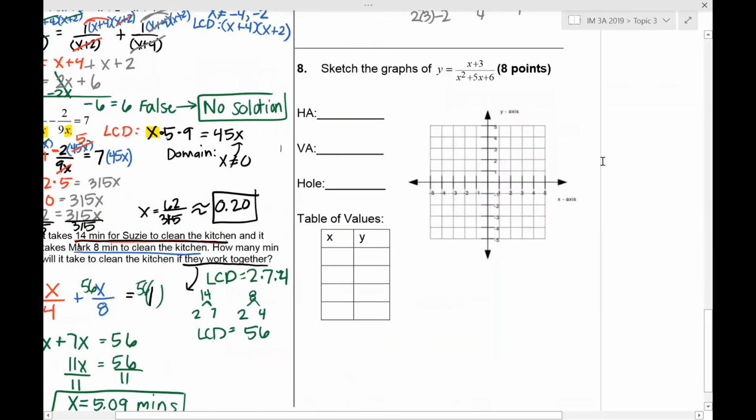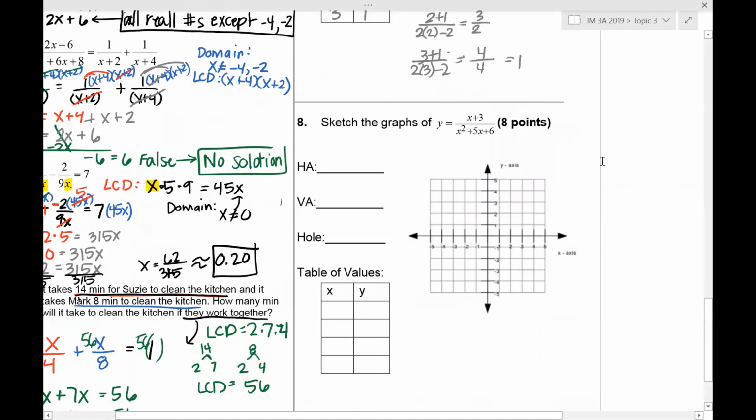Our next graph is (x + 3) over (x squared + 5x + 6). So if I look at that, the degrees are different. My numerator is linear, which has a degree of 1. My denominator is quadratic, which has a degree of 2. Since the degree of the denominator is larger, that tells us the horizontal asymptote is at y equals 0. So our horizontal asymptote is our x-axis.